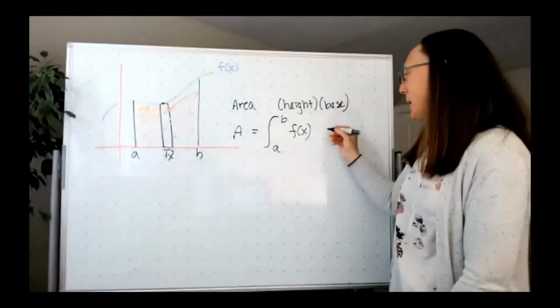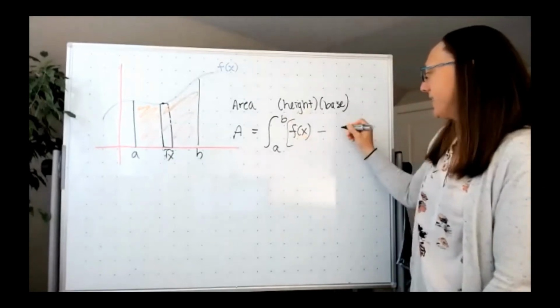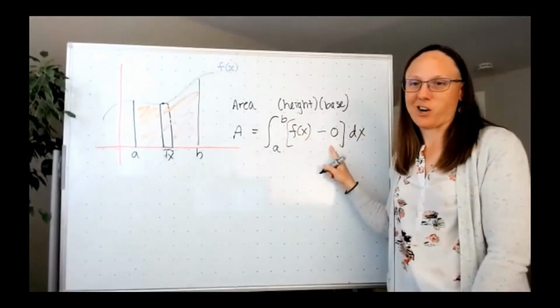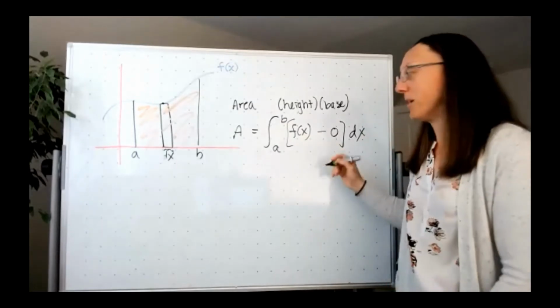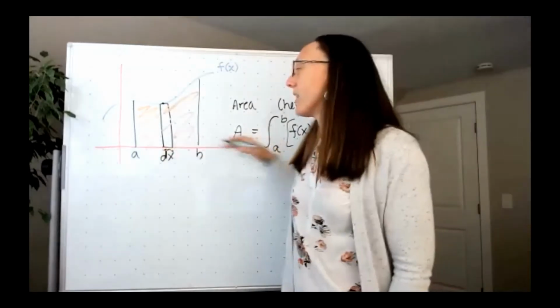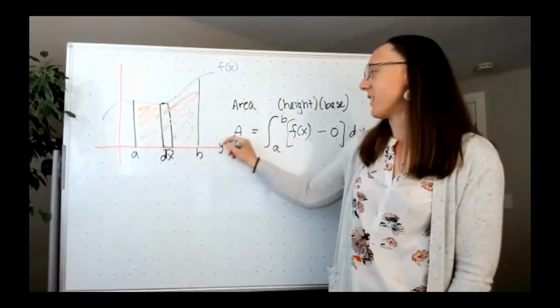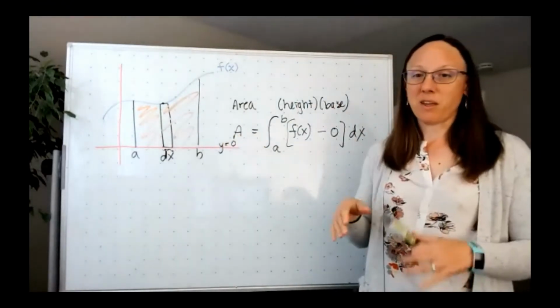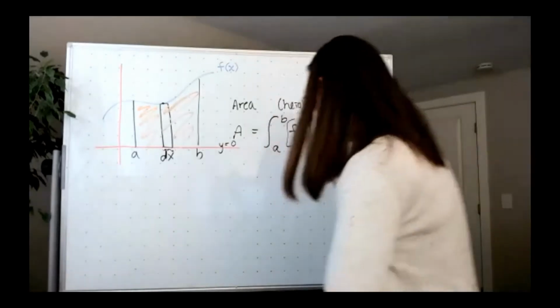Secretly, this formula to get this area could have looked like f of x minus 0. Well, no one's ever going to write that 0, but where that 0 comes from is that the equation for the x-axis is the equation y equals 0.